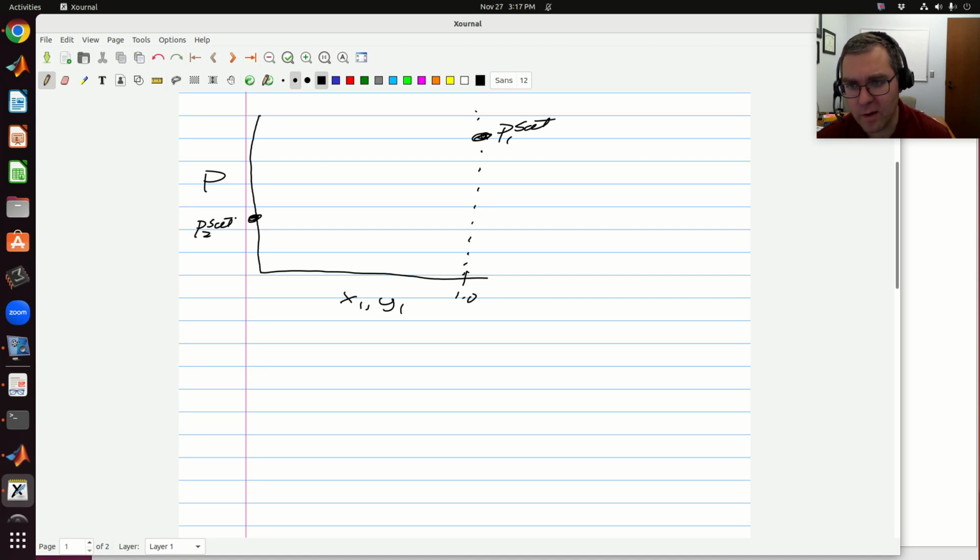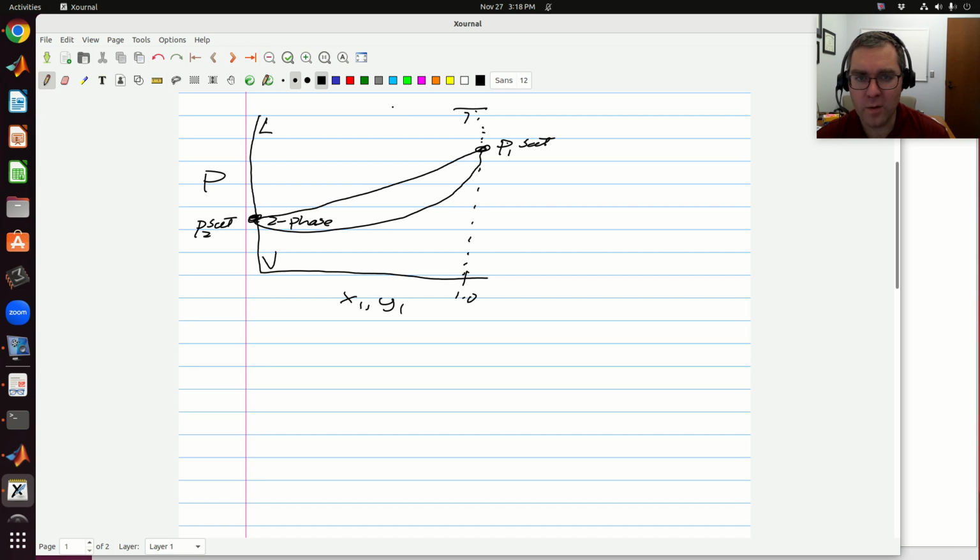My apologies, on this computer, my tablet's a little sensitive. So I'm going to connect P1 sat and P2 sat via a straight line. Let me just move P1 sat so it's on a straight line. And then my dew line is going to be some curve. Okay. So it's a PXY, temperature is fixed. High pressures favor liquid, low pressures favor vapor, and in between, well then I'm two phase.